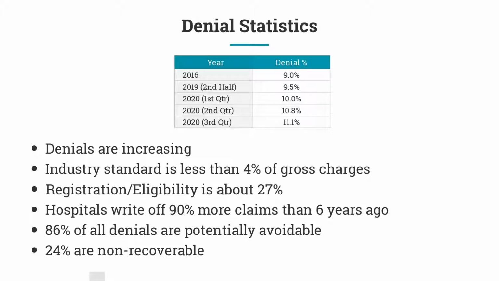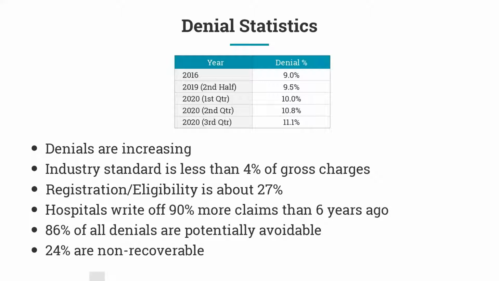So our denial statistics come from Change Healthcare, from their 2020 Revenue Cycle Denials Index report. They are a claims processor, so they have access to a lot of data, and they publish this information. I believe it comes out annually, but it might be every other year. So overall, denials for healthcare are increasing. If we take a look at the chart, in 2016 the national average of denials was 9% of gross revenue. Fast forward to the second half of 2019, it was up 0.5% to 9.5%. And in the first quarter of 2020, in March, we start COVID and we start that disruption. It moves up to 10%.